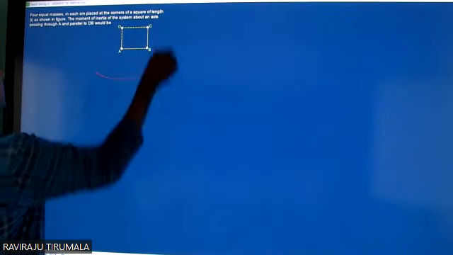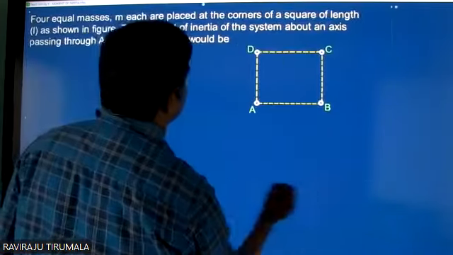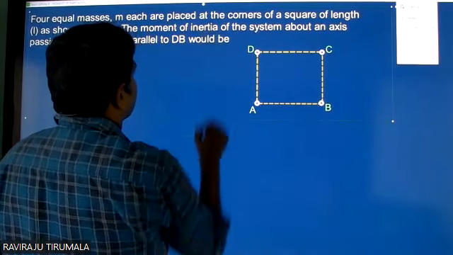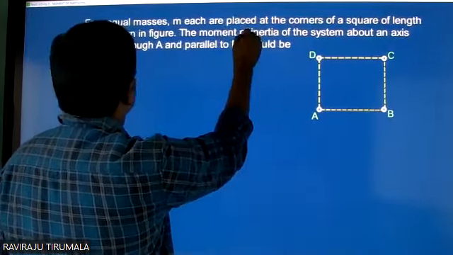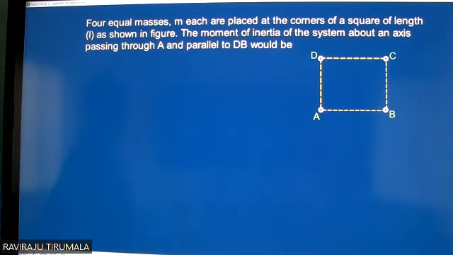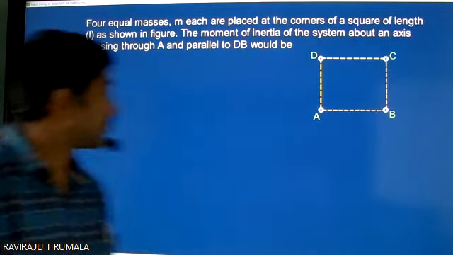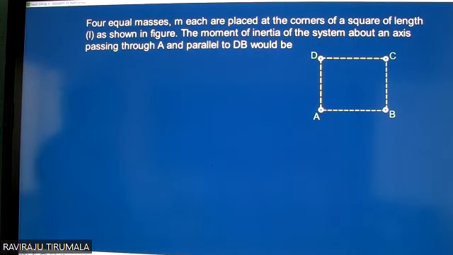You see the first question. If you're able to see that, see the first question then. 4 equal masses, m each, are placed at the corners of a square of length L as shown in the figure. The moment of inertia of the system about an axis passing through A and parallel to dB would be.